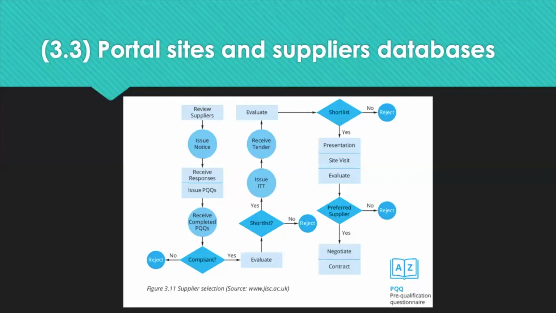Decisions generally are the triangles. Well, not triangles, they're more like diamonds actually, sideways diamonds. The first one is whether it's compliant, yes or no. If it's a no, it gets rejected. Then you evaluate and ask yourself whether you should shortlist it. And that can happen at two stages if you're doing a two-staged tender. And then last but not least, right at the very end, whether it's a preferred supplier, yes or no.